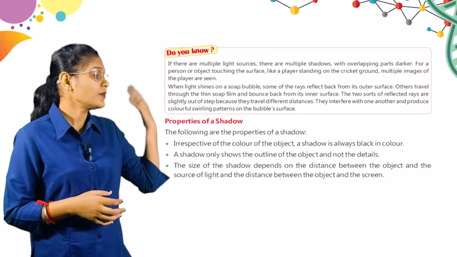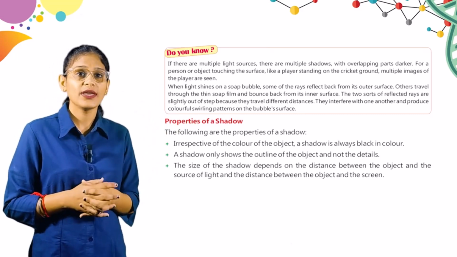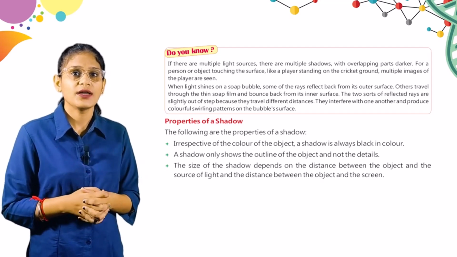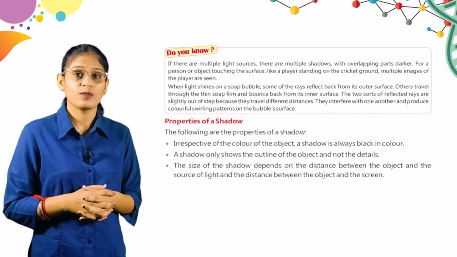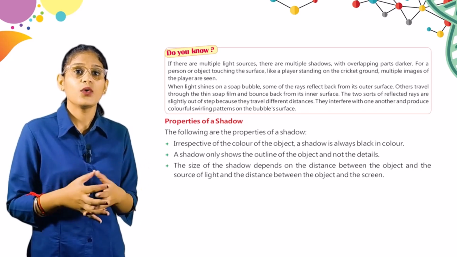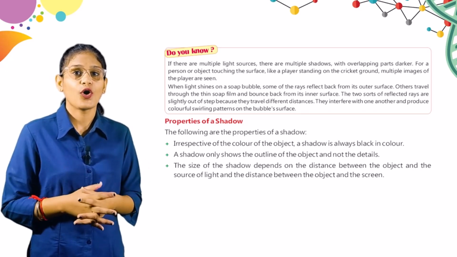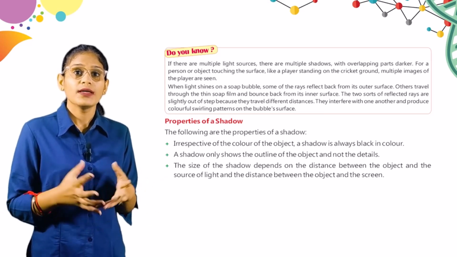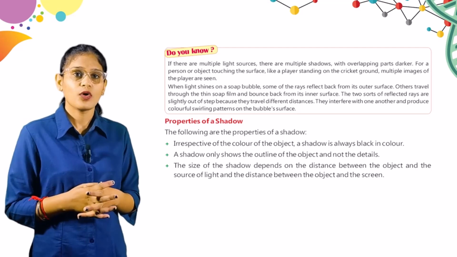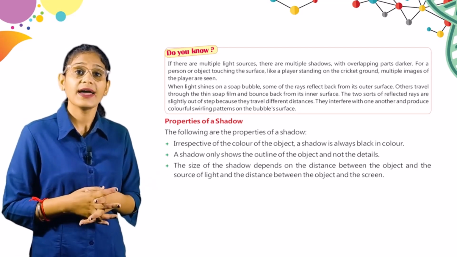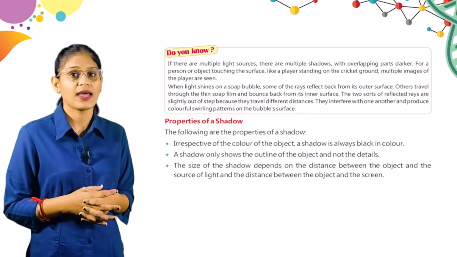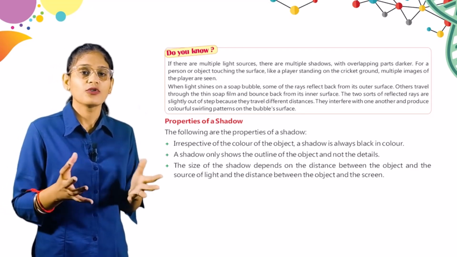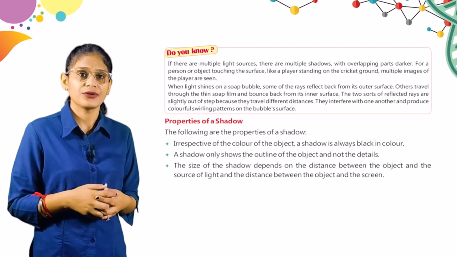Now we have properties of shadow. The following are the properties of a shadow. Irrespective of the color of the object, a shadow is always black in color. A shadow only shows the outline of the object and not the details. The size of the shadow depends on the distance between the object and the source of light, and the distance between the object and the screen. So students, these are the properties of shadow.